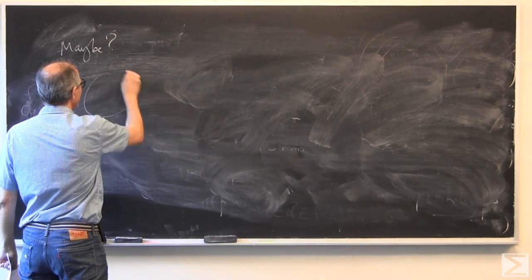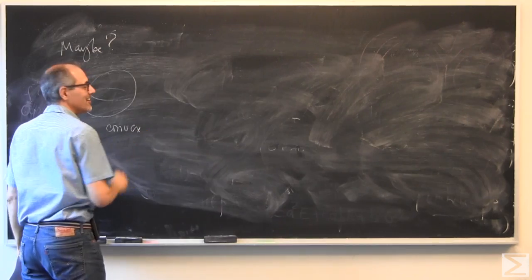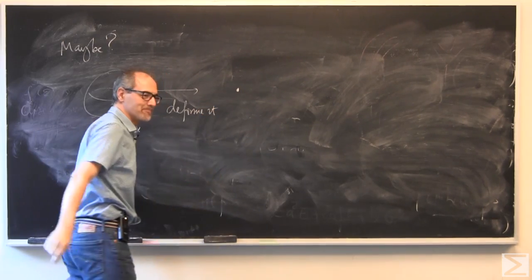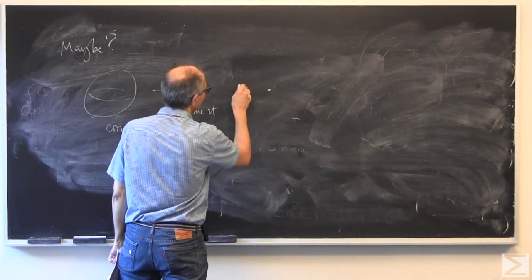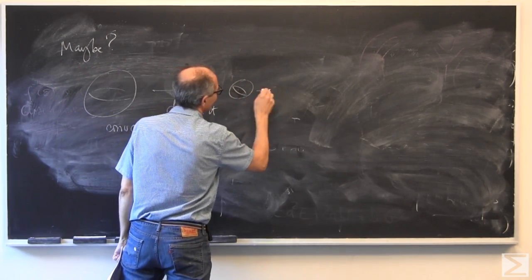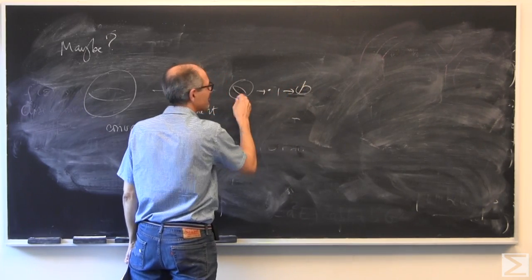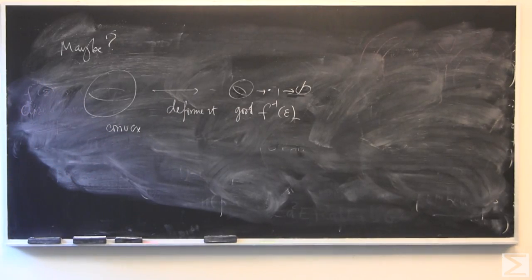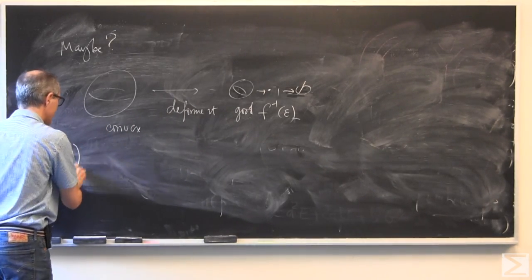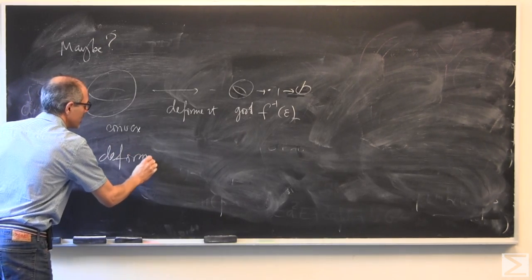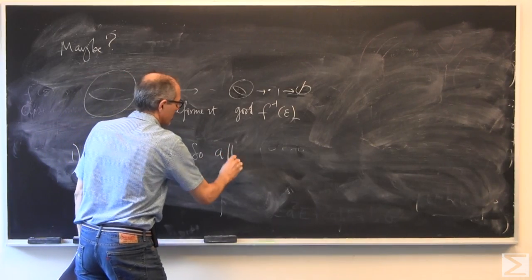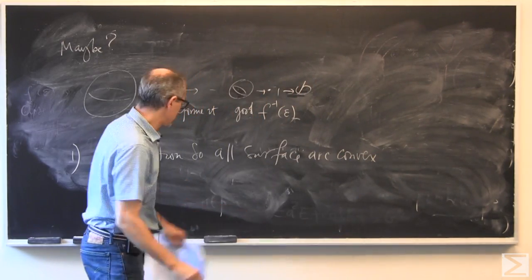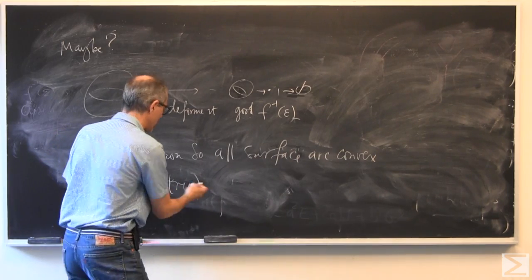So you have a convex surface, yeah? I can deform it till I get the point, and make sure that when I get here, I have Morse. Here I have good. Deform through some, I'll tell you how I deform it. So when I deform it, first is there a deformation so that all surfaces are convex? I think this is true. Here is a physical way to do this. I think it's true.